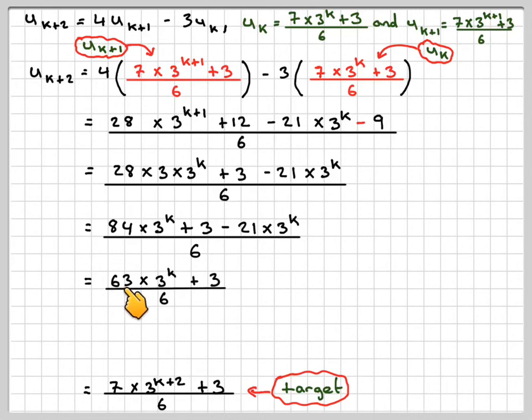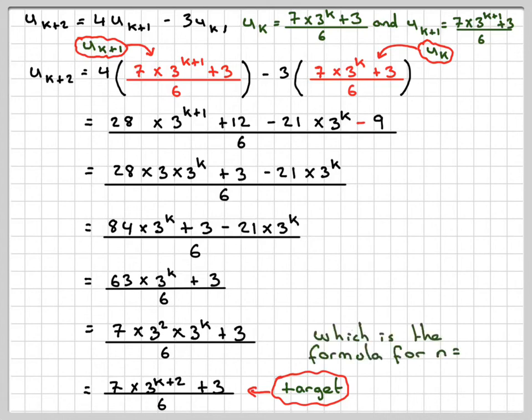Now, that 63 is 7 times 9. 9 is 3 squared. So this 63 will become 7 times 3^2 times 3^k, plus 3, over 6. And then 3^2 times 3^k will become 3^{k+2}, what we wanted. We got the 7, we got the plus 3, and we got the 6. So we have achieved the k + 2 version of the formula.